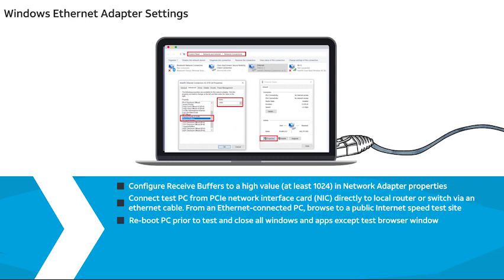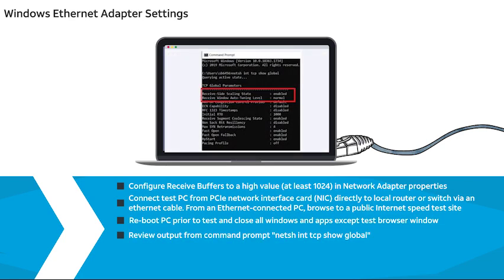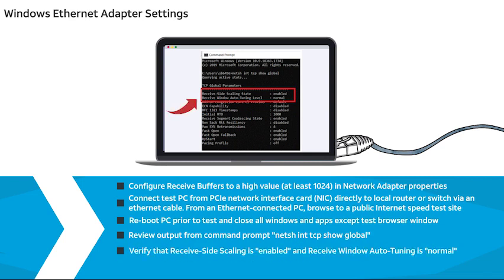Next, reboot the PC just prior to testing and close out any open windows and apps on the PC other than the one web browser window being used for the test. Verify the PC's settings from the command prompt by inputting netsh int tcp show global. Now, verify that receive side scaling is enabled and receive window auto-tuning is normal. And finally, make sure the PC is running on full power and not on battery.